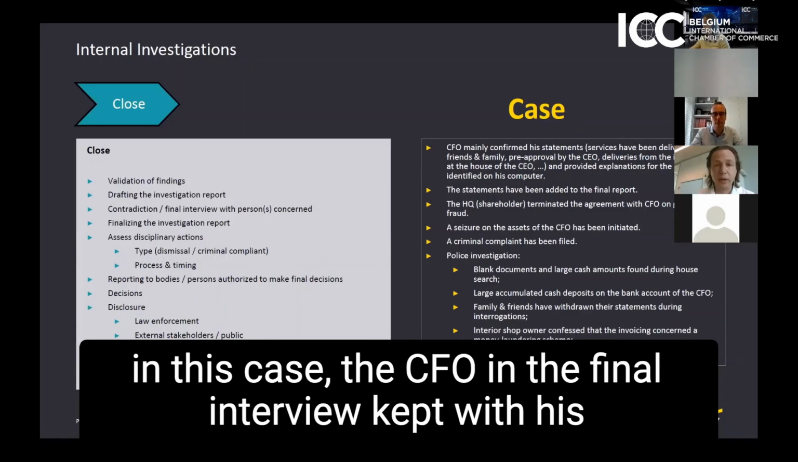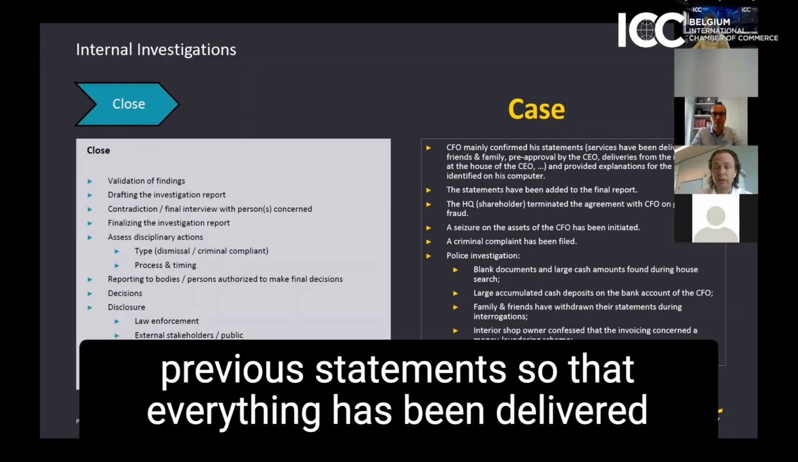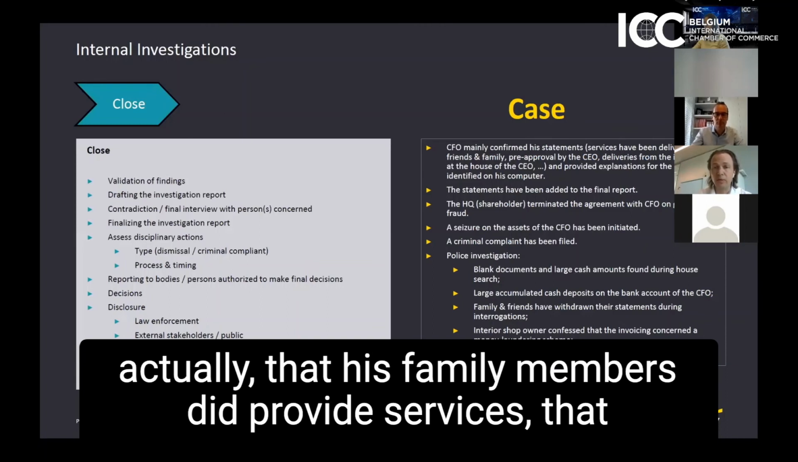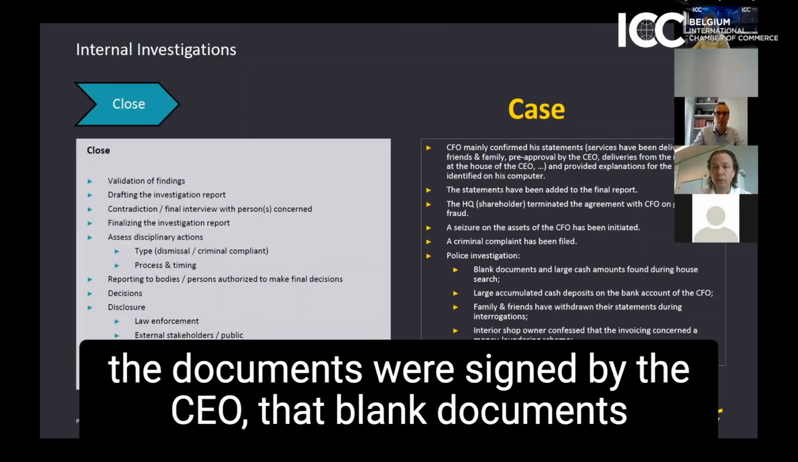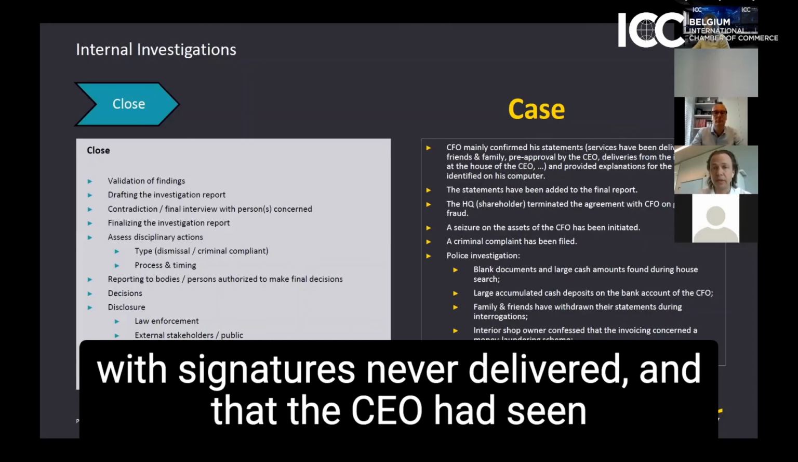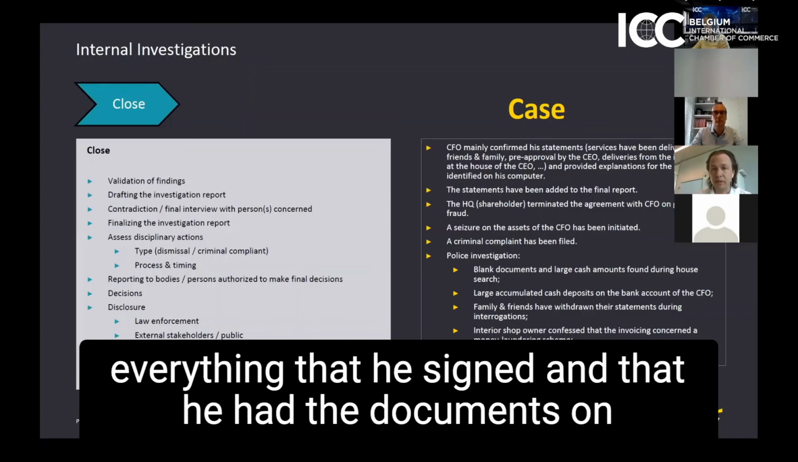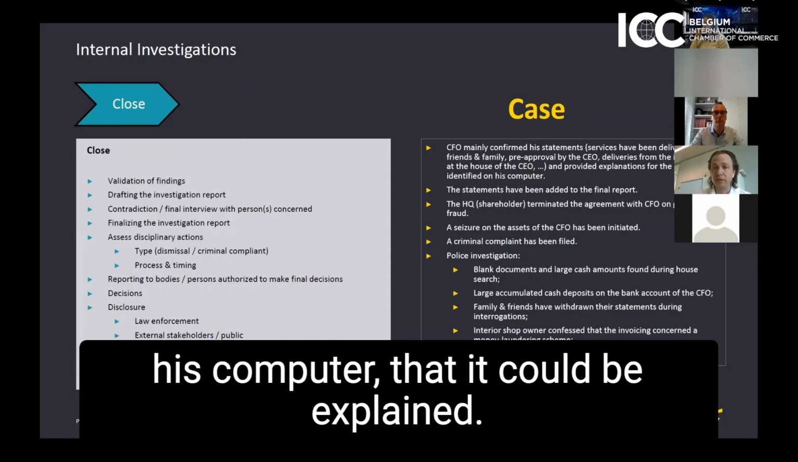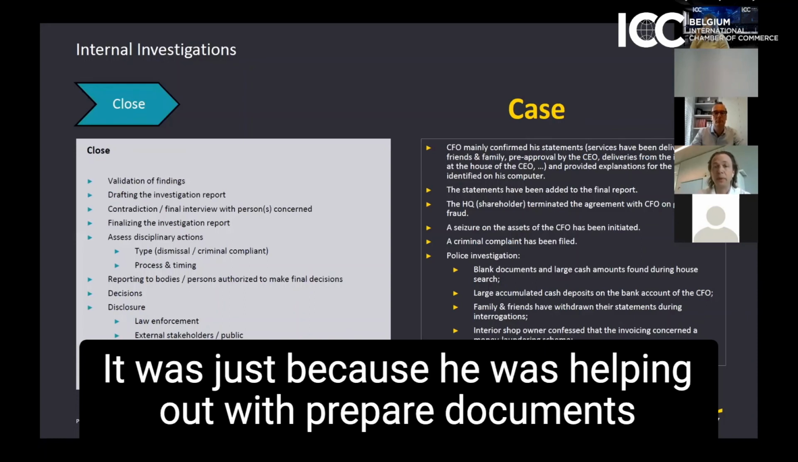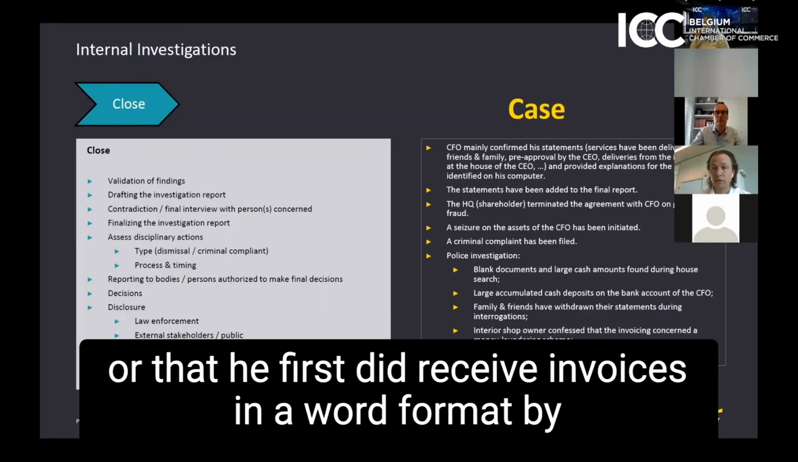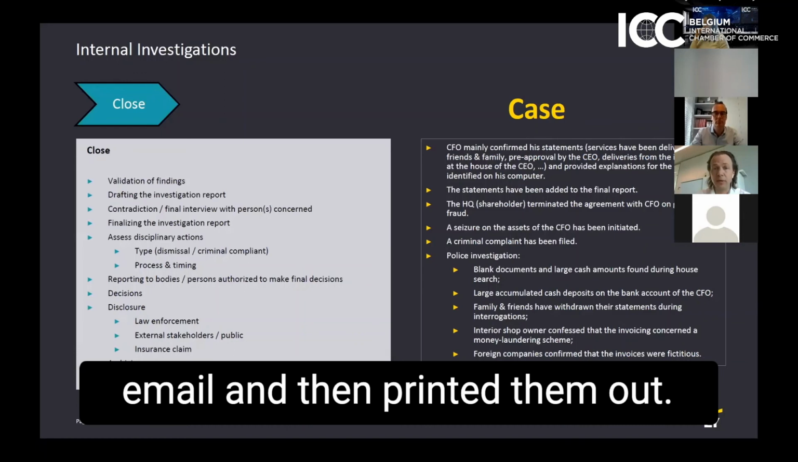So very quickly, in this case, the CFO in the final interview kept to his previous statement, so that everything had been delivered, that his family members did provide services, that the documents were signed by the CEO, that blank documents with signatures were never delivered, and that the CFO had seen everything that he signed. As for the documents on his computer, he said it could be explained that it was just because he was helping out with preparing documents, or that he first received invoices in a Word format by email and then printed them out.